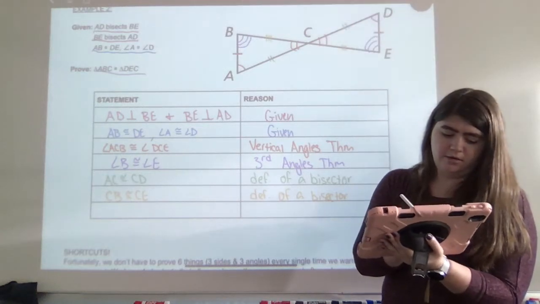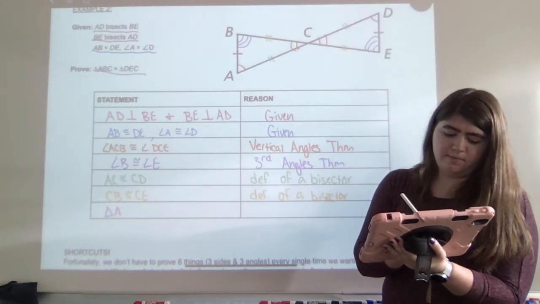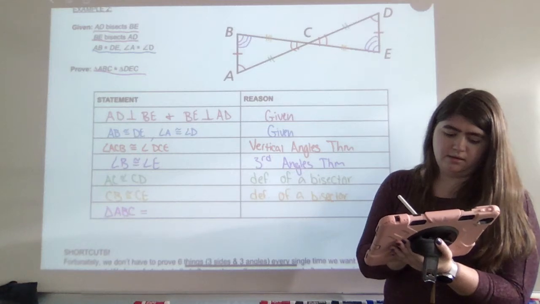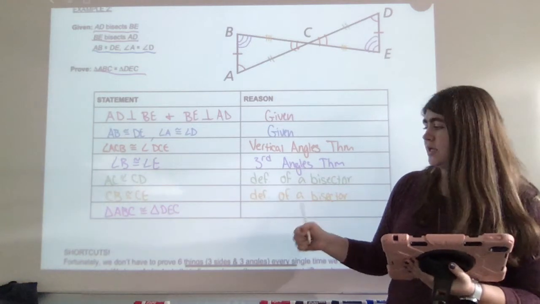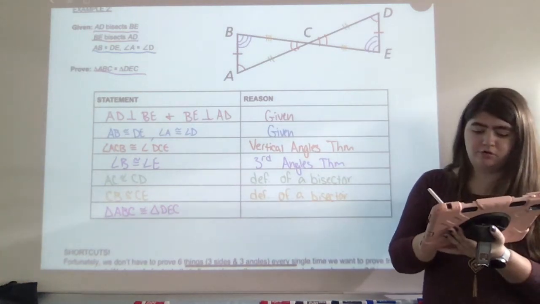from right here, triangle ABC is congruent to triangle DEC. Why? Because of the definition of congruent triangles.